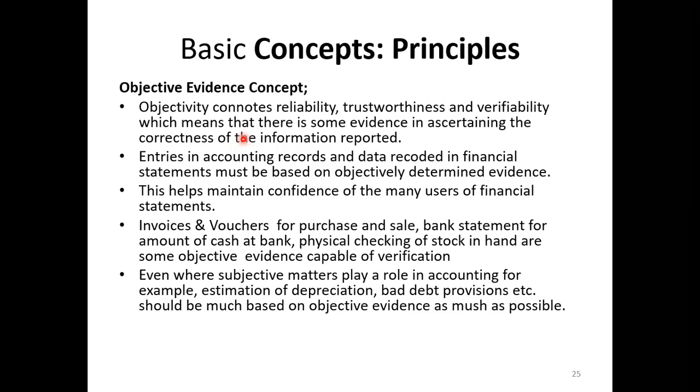Invoices, vouchers for purchase and sales, bank statements for the amount of cash at bank, physical checking of stocks in hand are some objective evidence capable of verification. Even where subjective matters play a role in accounting, for example, estimation of depreciation and bad debt provisions, these are subjective matters. There is no source document for that kind of decision. They should be based on objective evidence as much as possible.